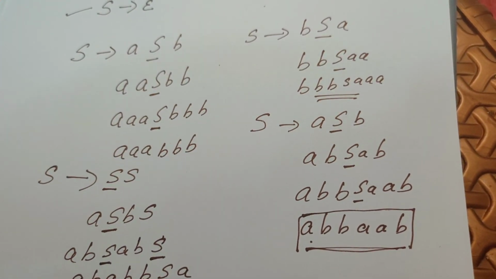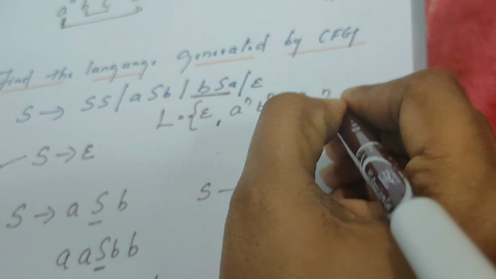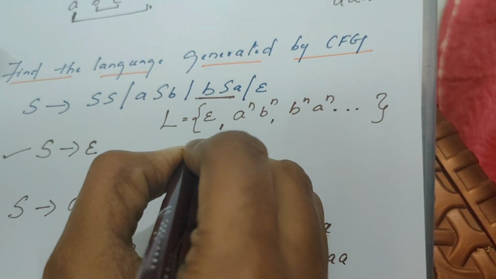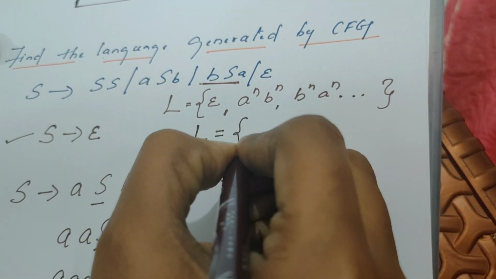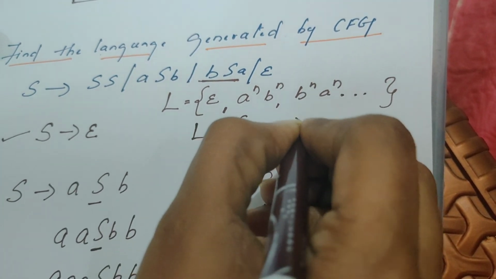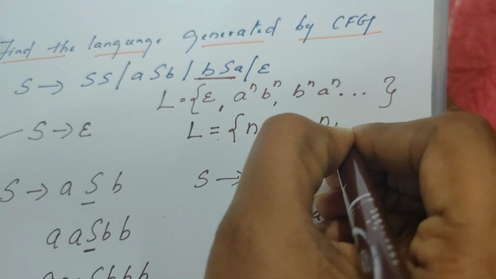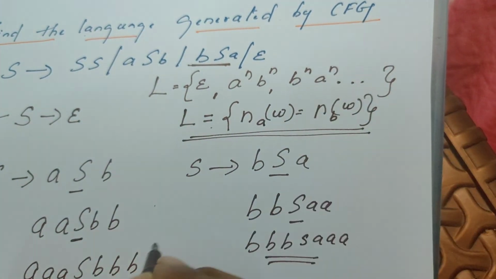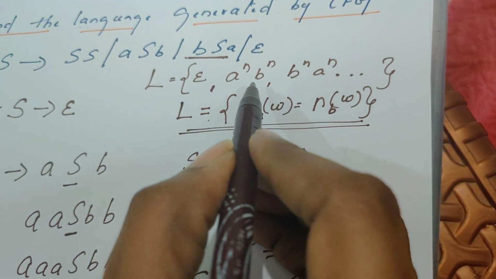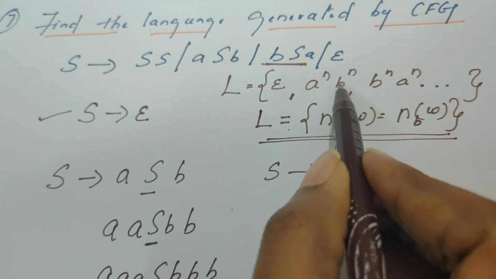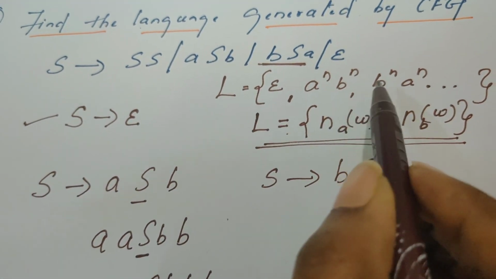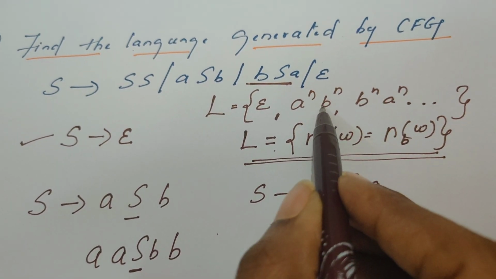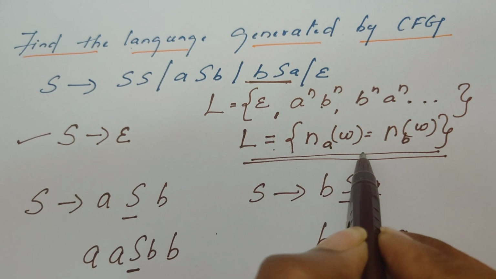You can try more strings like this. If you try more strings like this, finally the language generated by this grammar is, I can write the language here: the number of A's in a string is equal to the number of B's in the string. This is the language generated by this grammar. And one more point to remember here is A power N, B power N. Here also the number of A's is equal to the number of B's. B power N, A power N. Here also the count of B's is equal to the count of A's. These two patterns are a subset of this language.